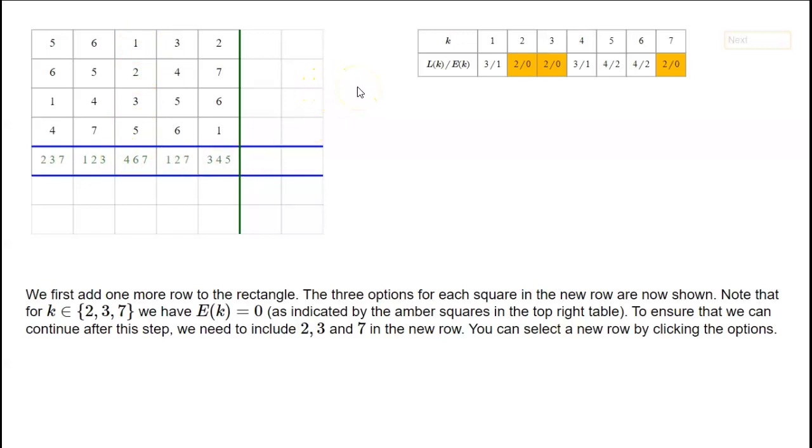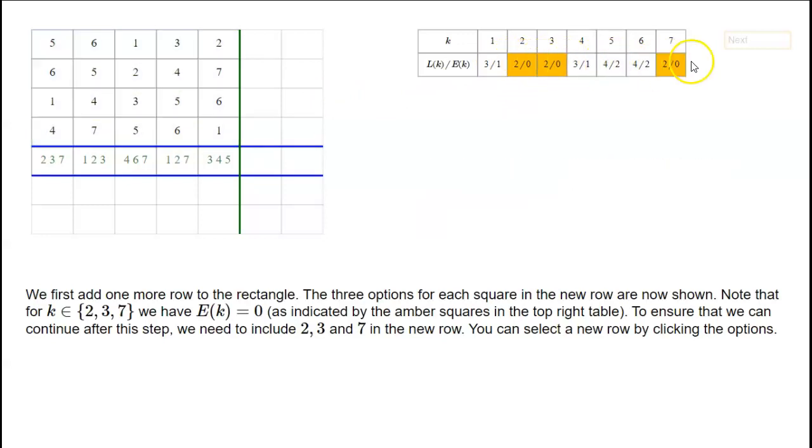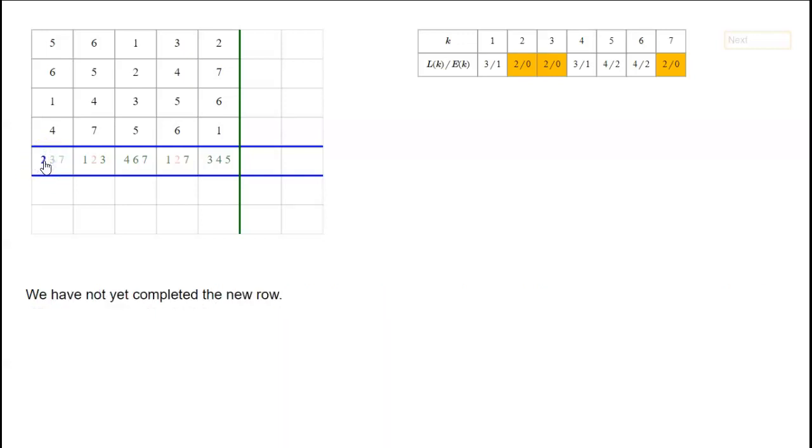But the key part of the method, though, is that we have to make sure that everything that already has an excess of 0, that's the 2, 3, and 7, they all appear in the new row, because otherwise their excesses will drop to be negative. Okay, so let's start trying to fill in this new row. So we maybe take a 2 here, and 1 here, and then maybe put a 7 in here.